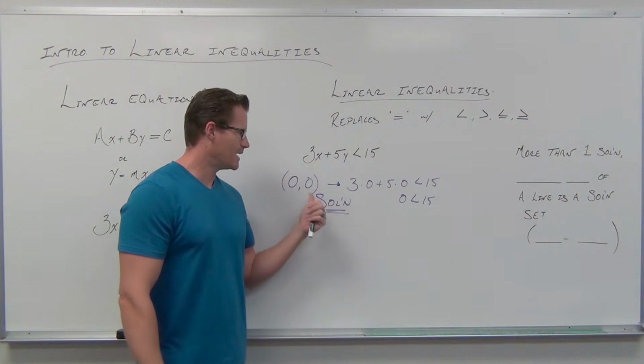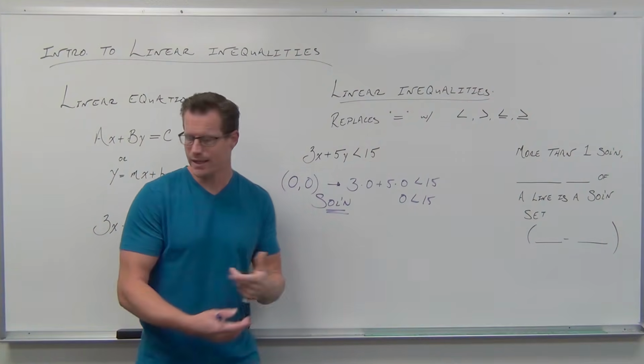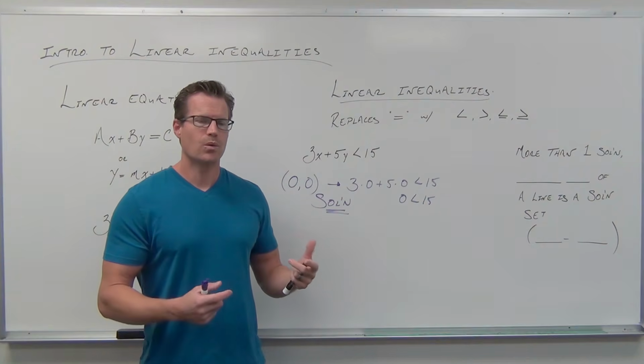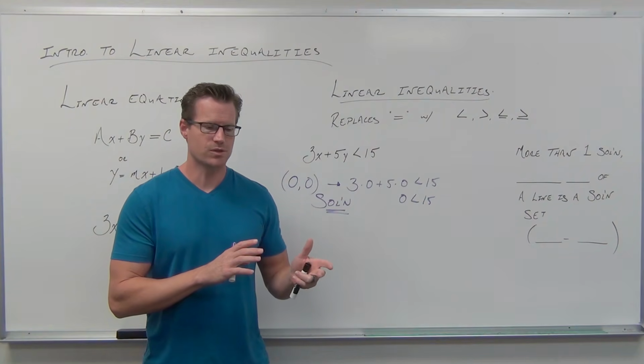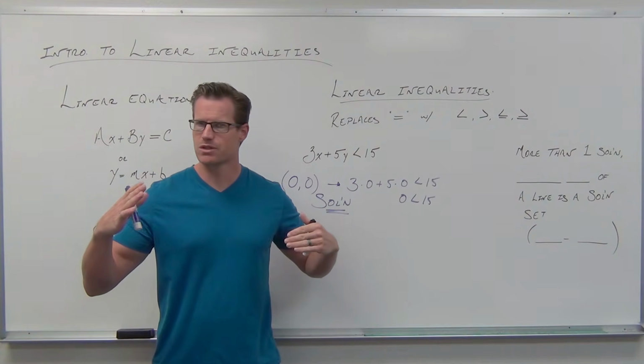Now notice something. That point still isn't on a line. It's not on that line. It's not on this line. However, it's still a solution. So with linear inequalities in two variables, with inequalities in general, we get a much broader range of solutions.